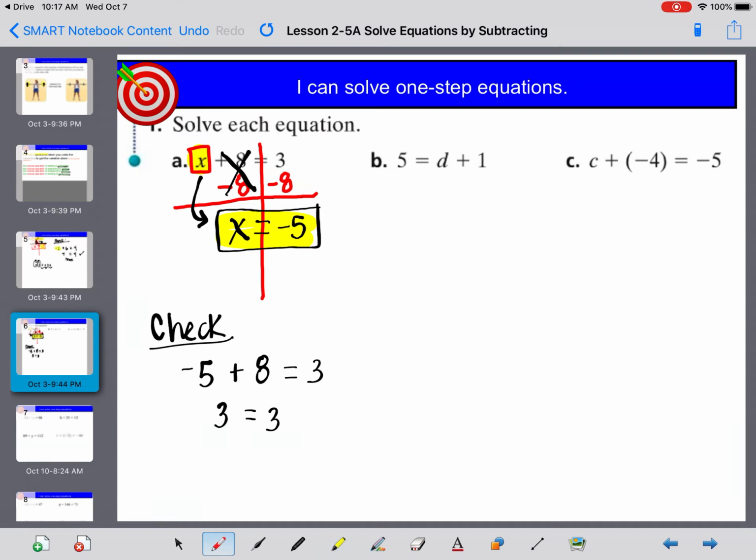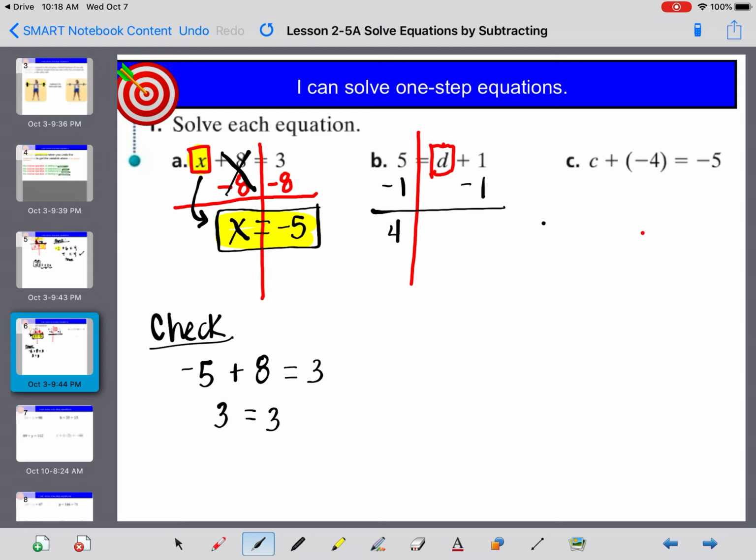Okay, going on. Letter B. I'm trying to find out what the value of d is. I draw a line down my equal sign. That's where my equal sign goes. This time I'm working on the right-hand side of the equation, and it says d plus 1. The inverse of adding 1 is to subtract 1 from both sides. So I write -1 on both sides of my line. Then I draw a long line to indicate equals.